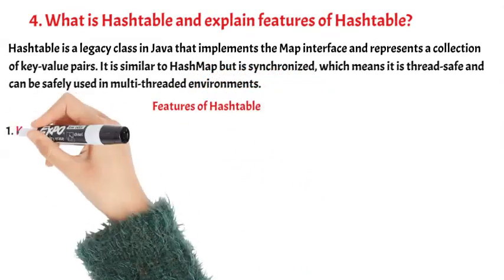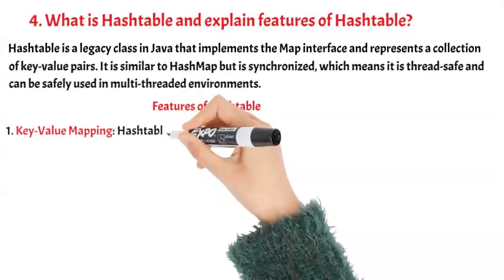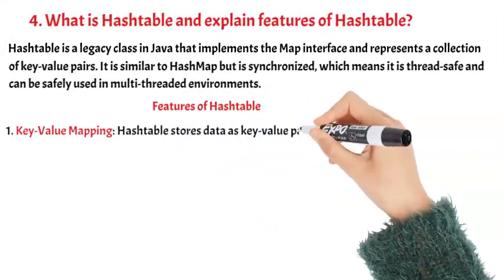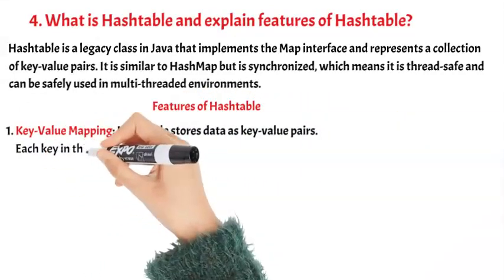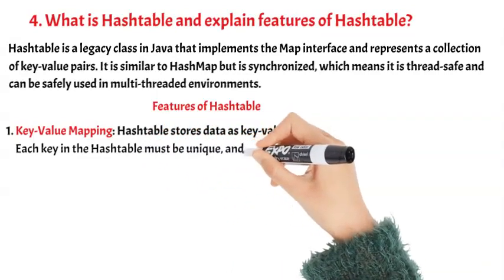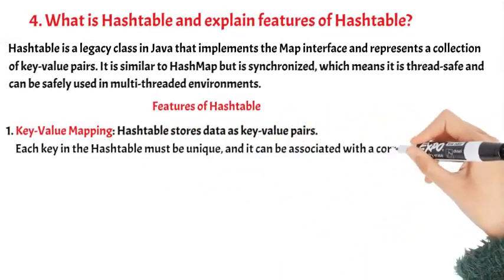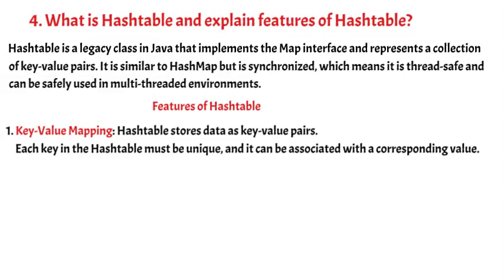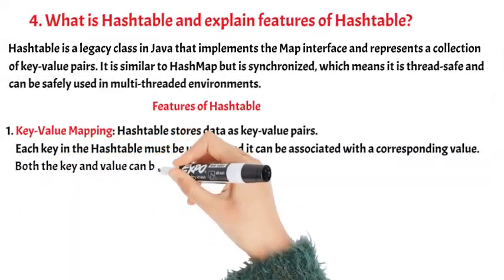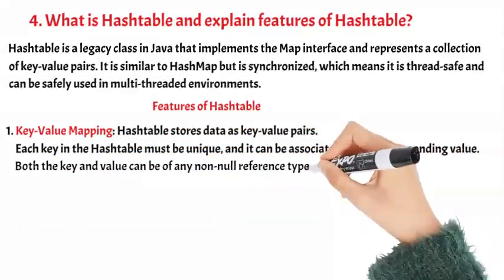1. Key-value mapping. HashTable stores data as key-value pairs. Each key in the HashTable must be unique, and it can be associated with a corresponding value. Both the key and value can be of any non-null reference type.